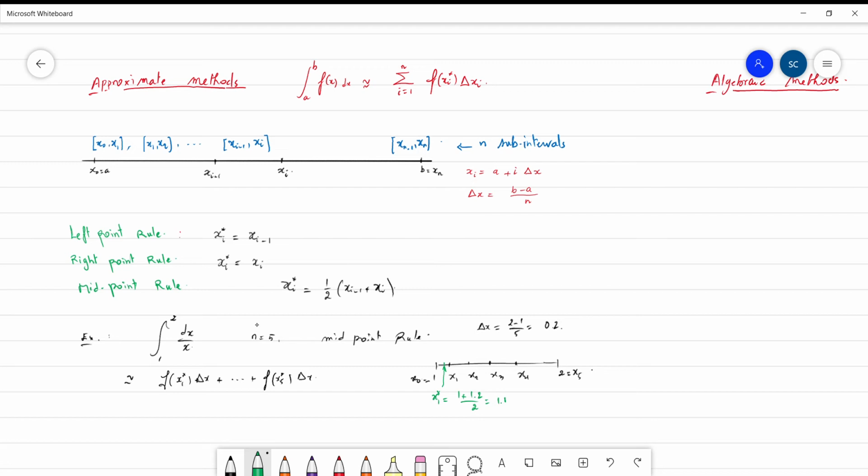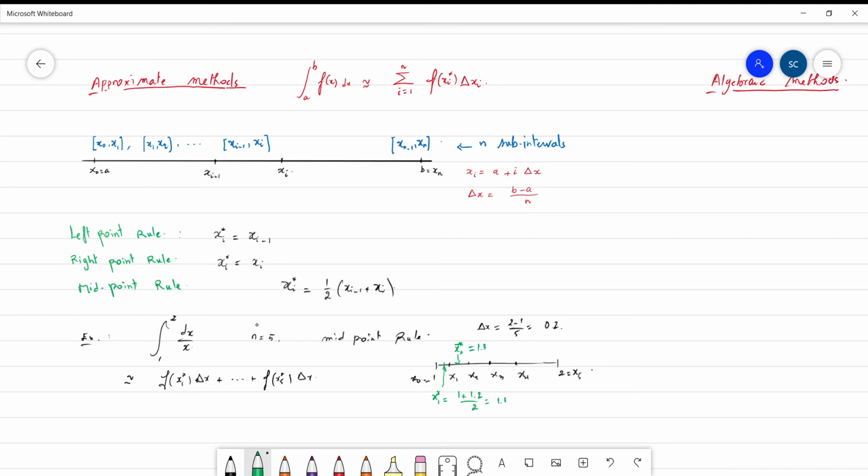So I'm moving by 0.2. X1 is 1.2, yes, so this is the value, etc. And we do the same here. We deduce x2 star, so it will be 1.3, and etc. We do that.